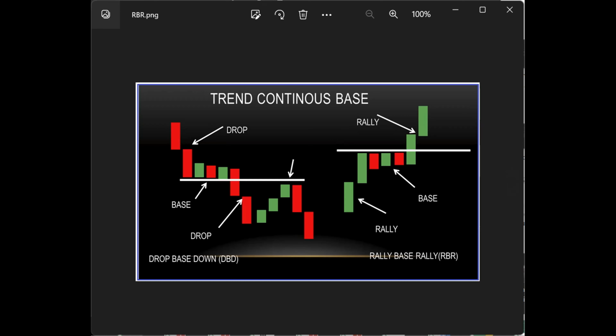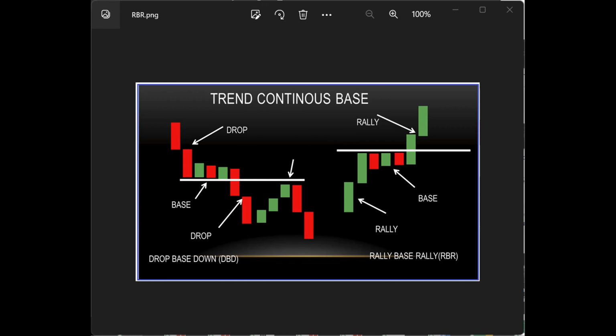You have your rally, base, rally. Again, you have strong upward movement, consolidation, continued strong upward movement on the right-hand side. And then you have strong downward movement, consolidation, we're going sideways, and then continued strong downward movement. Okay, so these are drop base drops and rally base rallies.